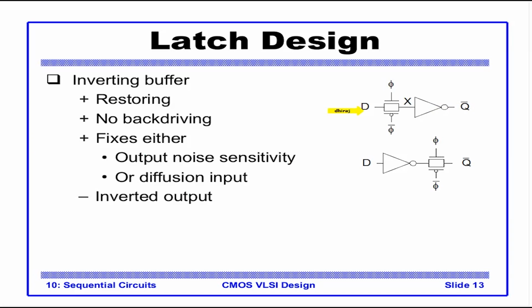So one of these two designs fixes, for example design number 1 fixes the output noise sensitivity, since Q is directly driven by VDD or ground. The second circuit solves the diffusion input case. Obviously, in both these cases the output is not available directly; it is available as an inverted output, right? Let's see one more improvement over this.